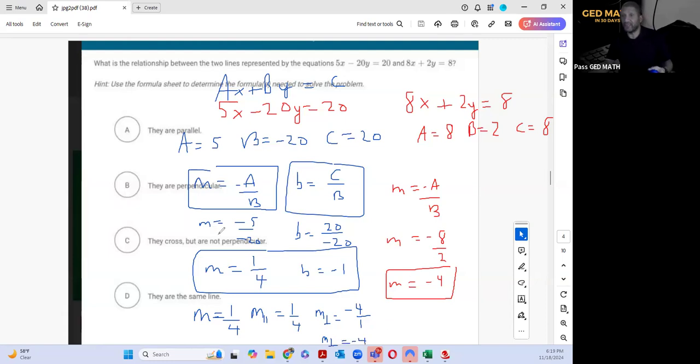Ding, ding, ding. If we look at that second equation, the slope is -4. So we know that these lines are perpendicular.